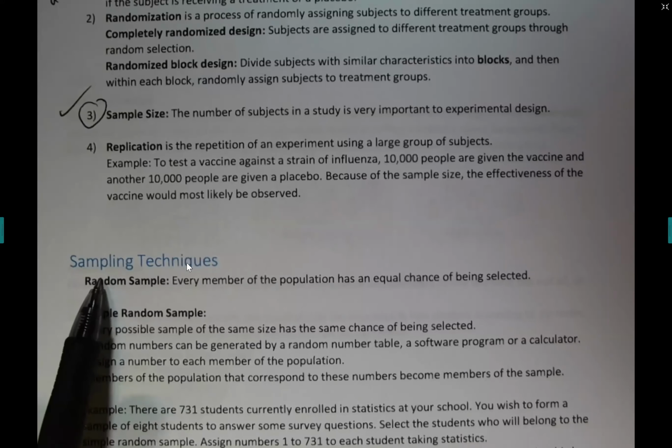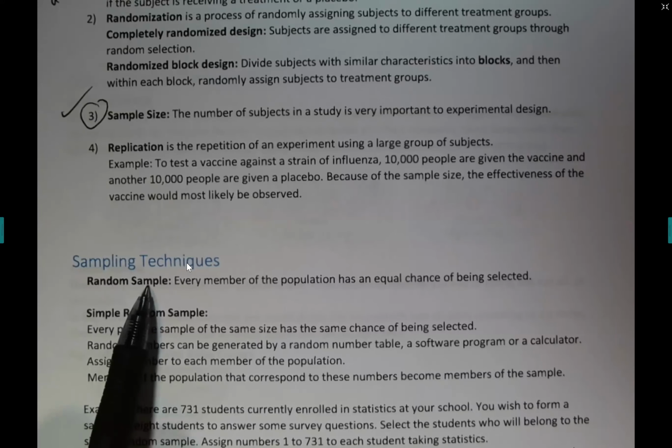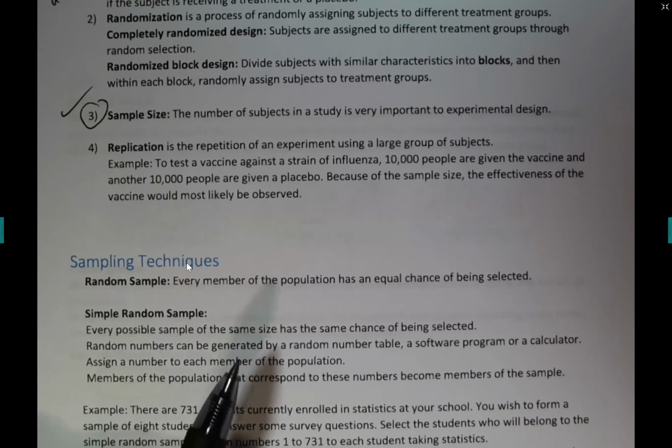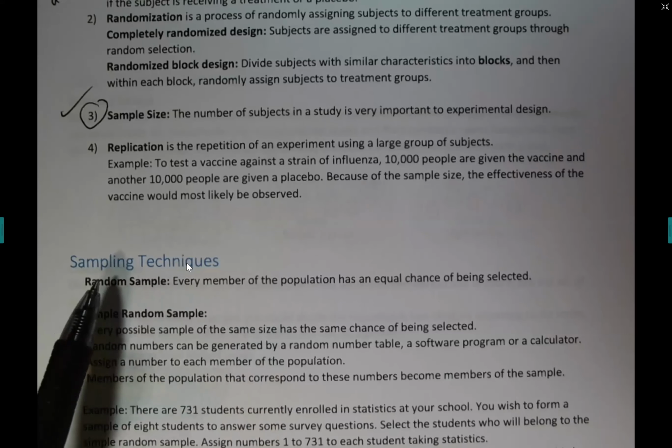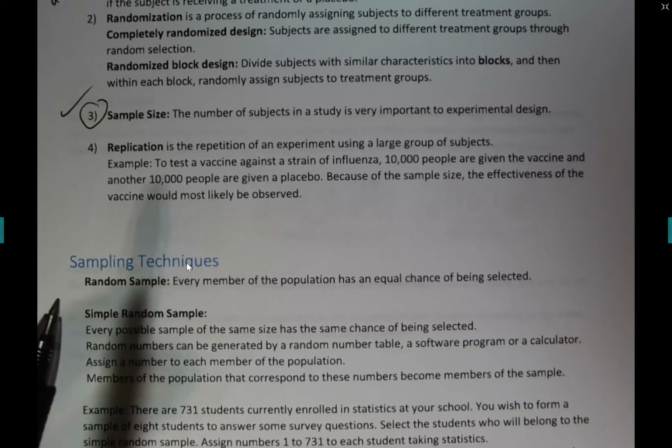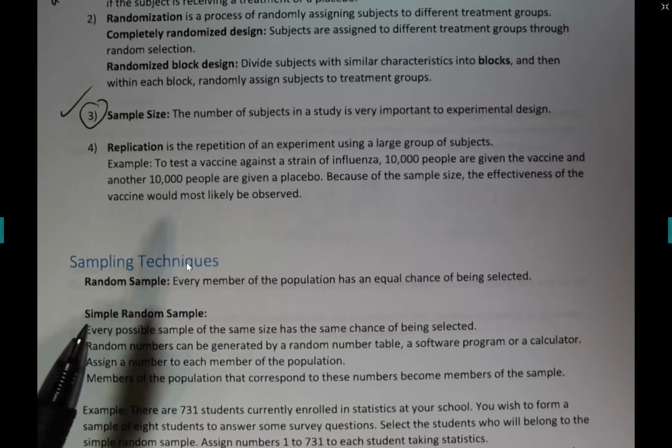Let me give you a definition of a random sample. A random sample: every member of the population has an equal chance of being selected. All of the samples, guys, that you're going to see in the book are going to say a random sample, because if you want to do honest statistics, your sample must be random.